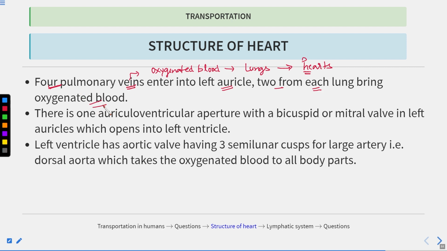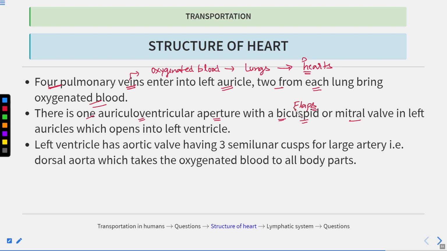All right. Now, I've already told you that auricles receive the blood, and ventricles pump the blood. Now, there is one auriculoventricular aperture with the bicuspid or the mitral valve. Bicuspid means, bi means two, cuspid means you can say flaps.